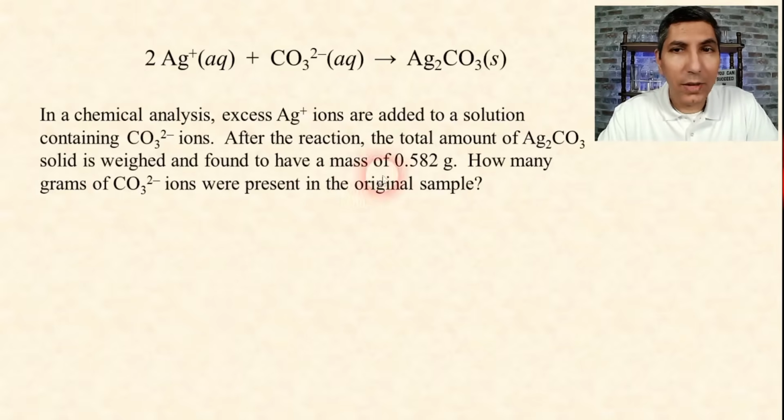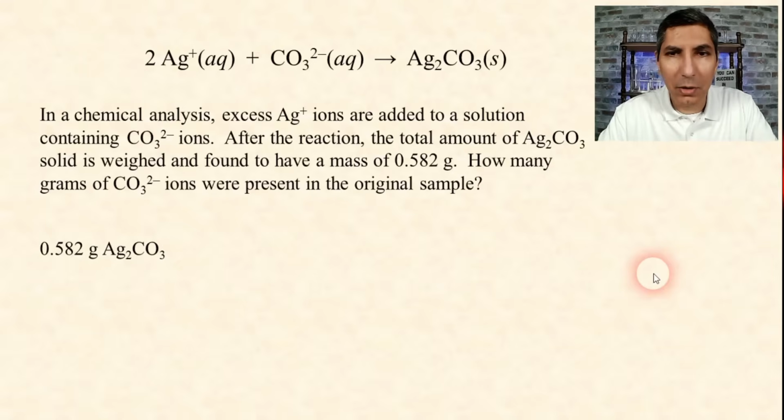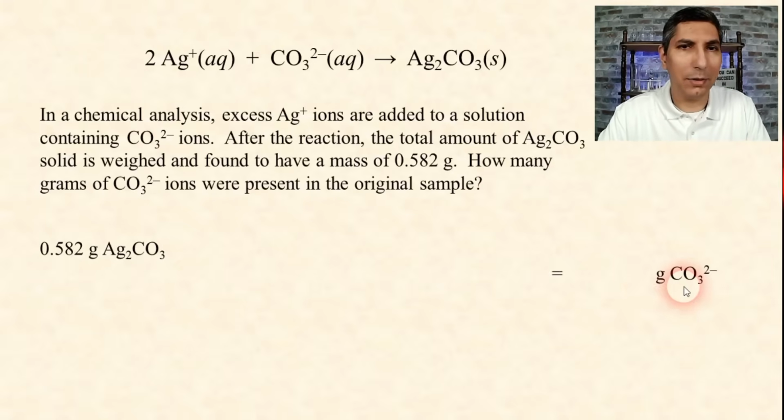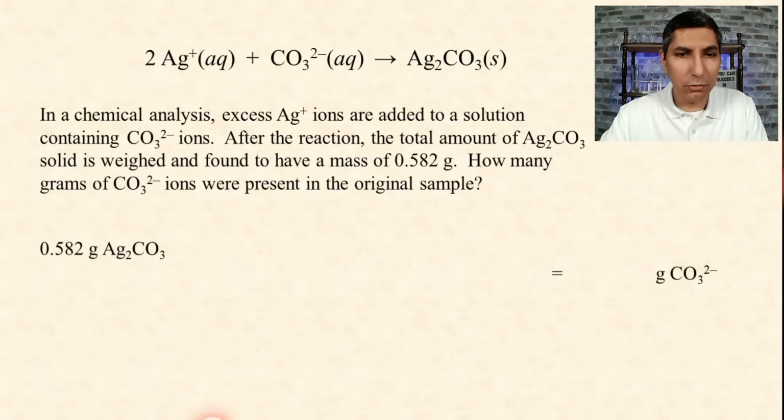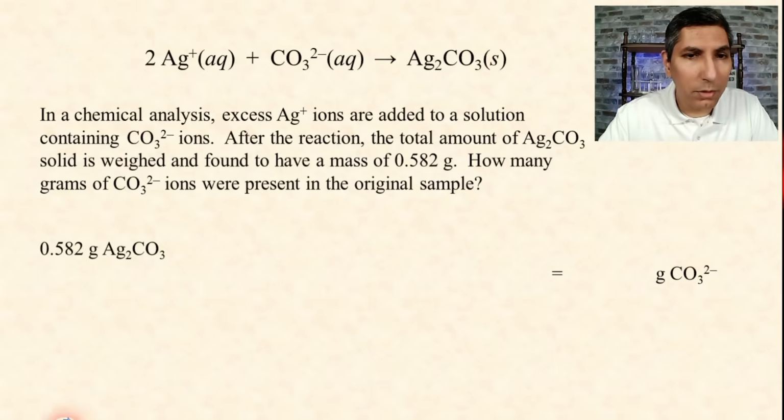Well, what we have to do here is start out with the 0.582 grams of silver carbonate. And the question is asking how many grams of carbonate did we have starting out? So way down here at the end, I'm going to write grams of carbonate. And whenever we have a stoichiometry process, I always tell my students we have a 3-step process here. Step 1 is convert to moles. Step 2 is do the mole ratio. And step 3 is convert to whatever your final unit is. In this case, it's looking like it's going to be grams. So step 1, convert to moles.